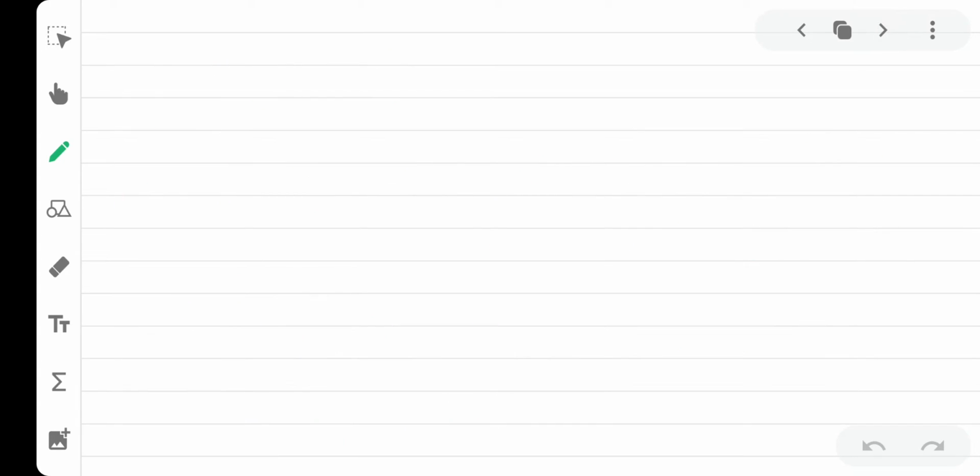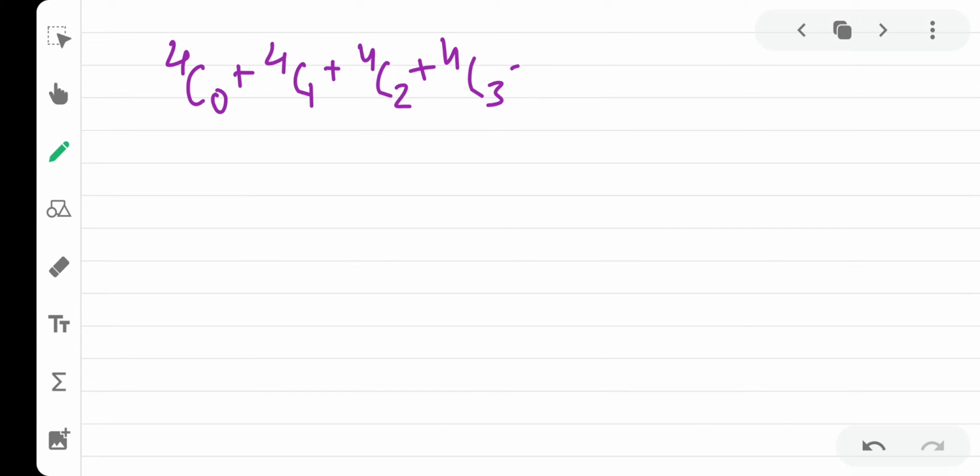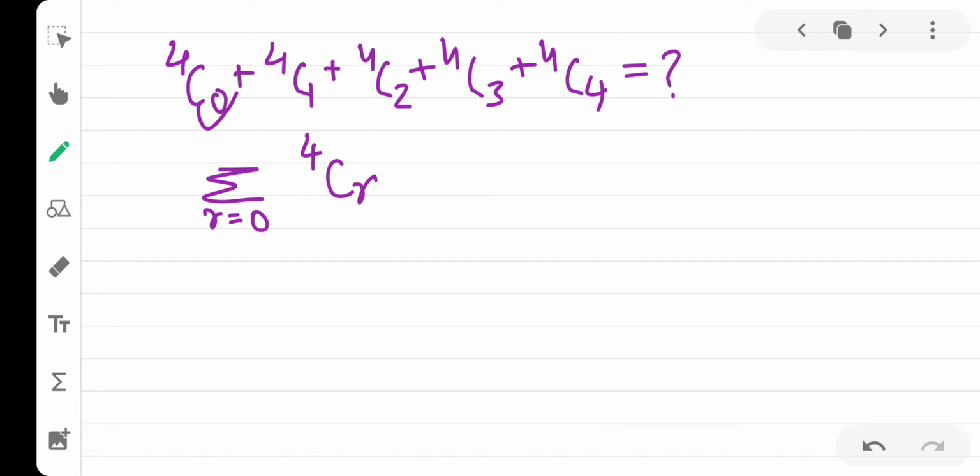Now suppose someone asks you the value of 4C0 plus 4C1 plus 4C2 plus 4C3 plus 4C4, you can simply see that this is nothing but summation nCr. Instead of n we have 4, summation of 4Cr, and the value of r goes from 0, which is over here, up to 4, right? So the formula will be 2 raised to n, but instead of n we are having 4, so this will be 2 raised to 4, which is nothing but 16.